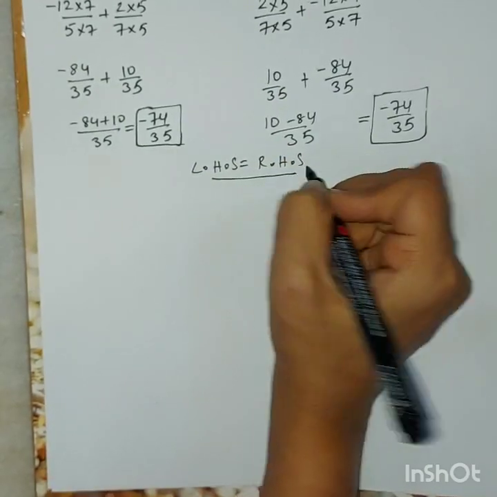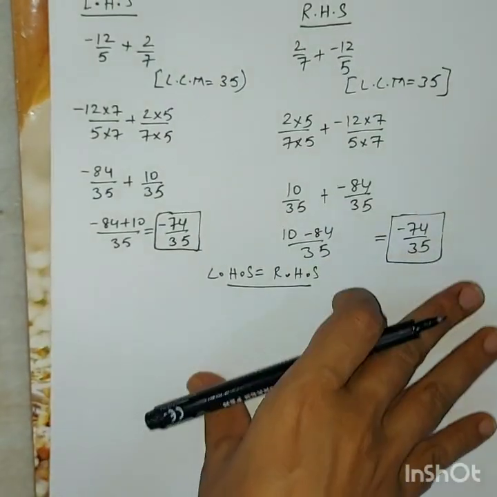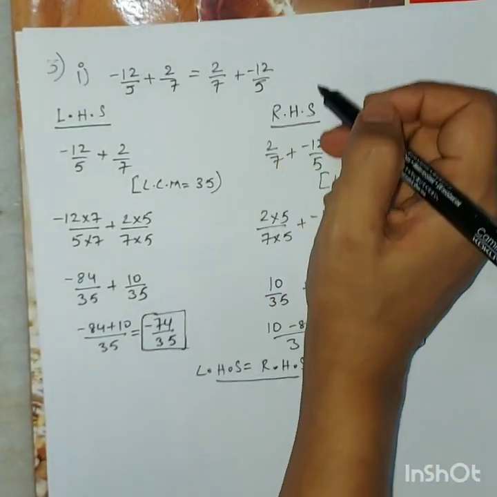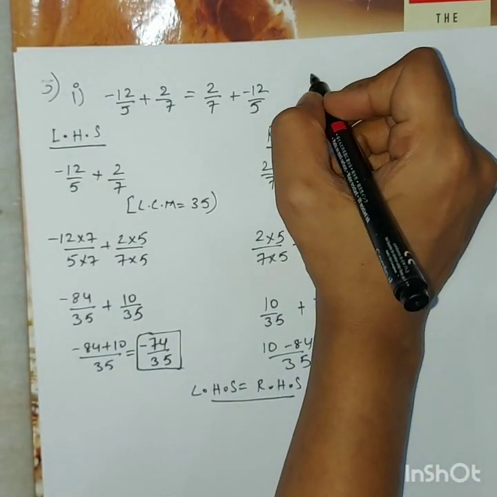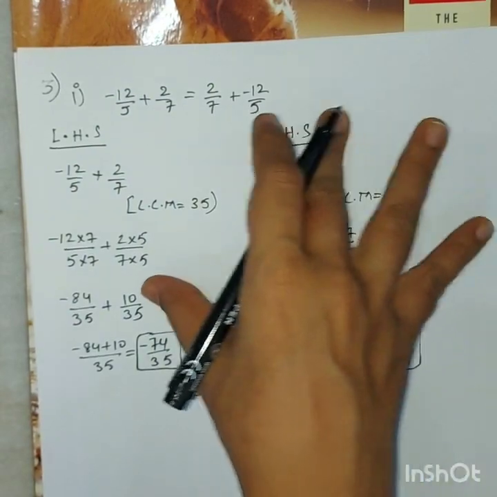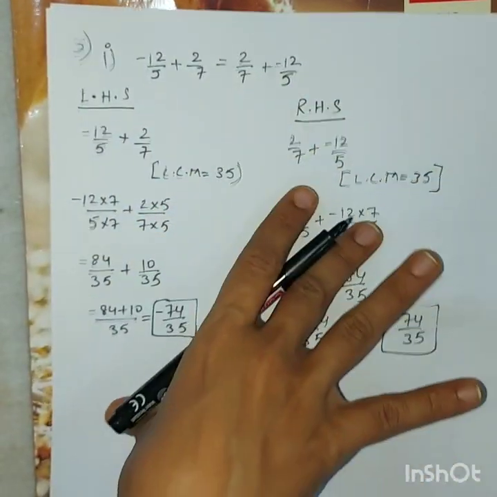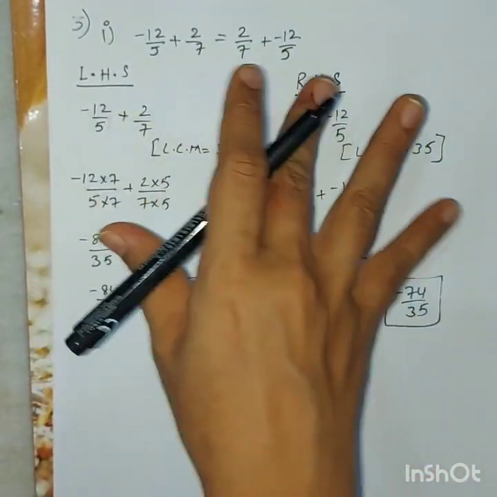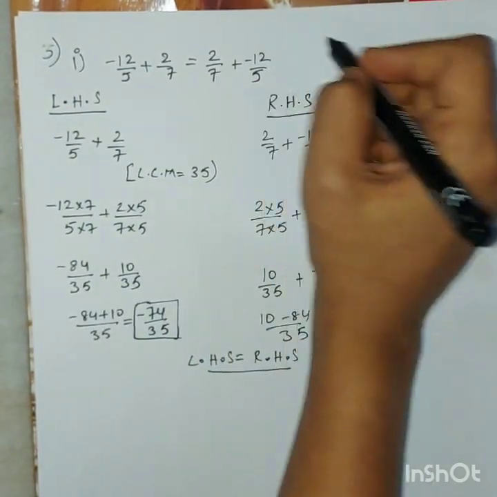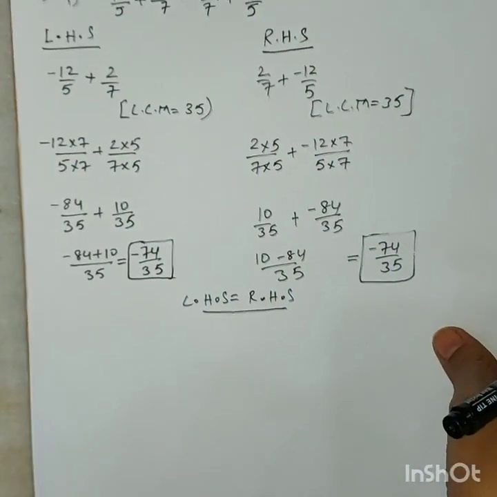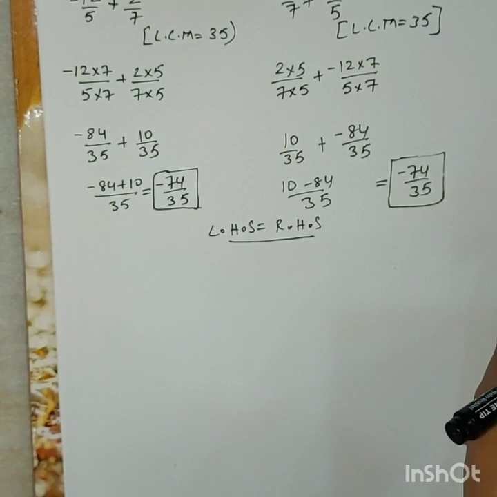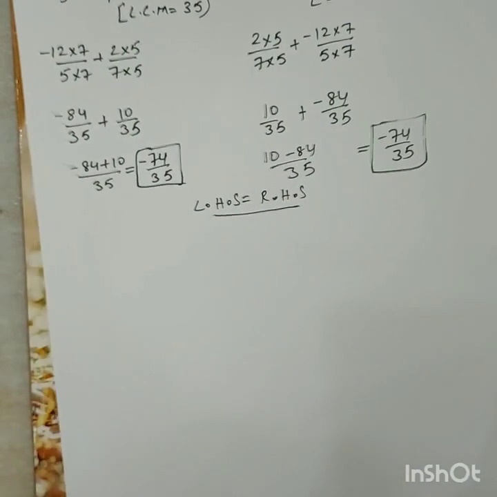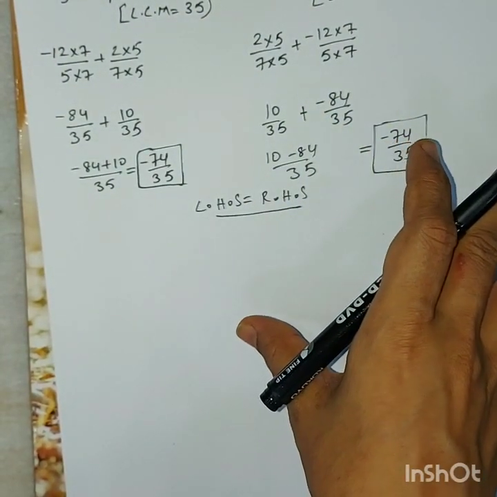Okay dear students, so you have heard, and this is also known as commutative law. When we add two rational numbers, we get LHS and RHS the same, so we can say it is commutative law. Also you can read in the theory part from your book. Okay, so I hope you all have understood about this.